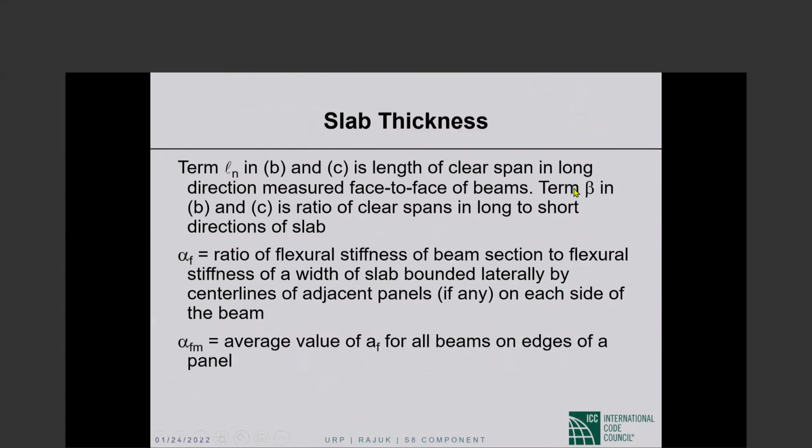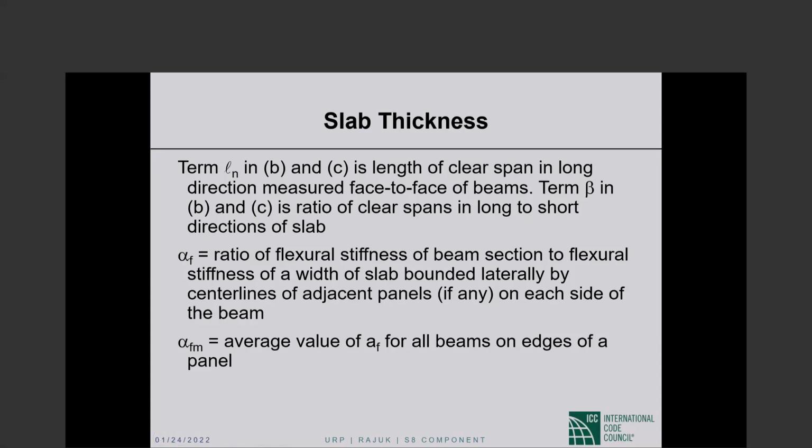Beta is explained here. The term beta in B and C is the ratio of clear spans in the long to short direction of the slab. I said long to short dimension ratio, whatever, this is more exact. Beta is the ratio of clear span in long to short direction of slab. Alpha sub f, very importantly, is the ratio of flexural stiffness of beam section to flexural stiffness of a width of slab bounded laterally by center lines of adjacent panels on each side of the beam.